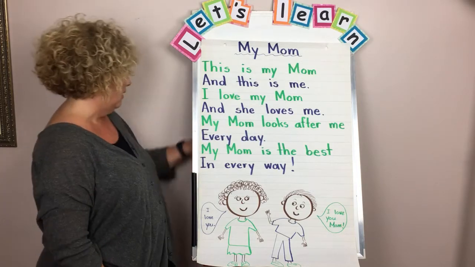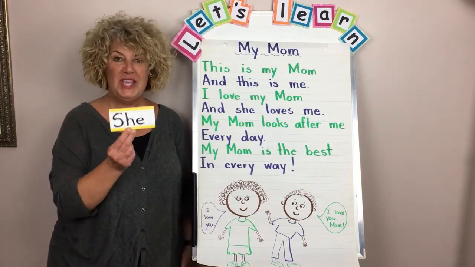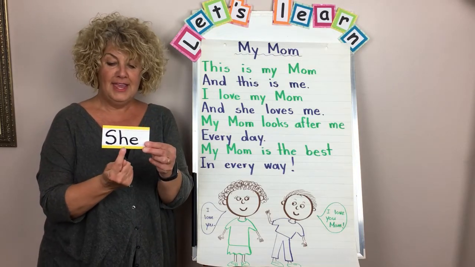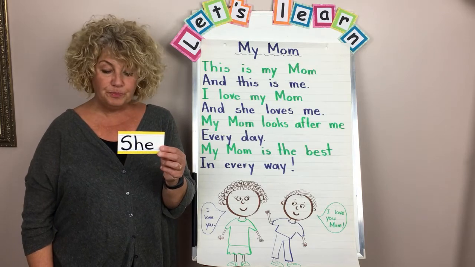We know so many sight words in this poem, and then there is a new sight word for us to learn. So I'm going to bring it out to show you now. This is our new sight word. It's not a long word, right? It's only 3 letters. S-H-E.